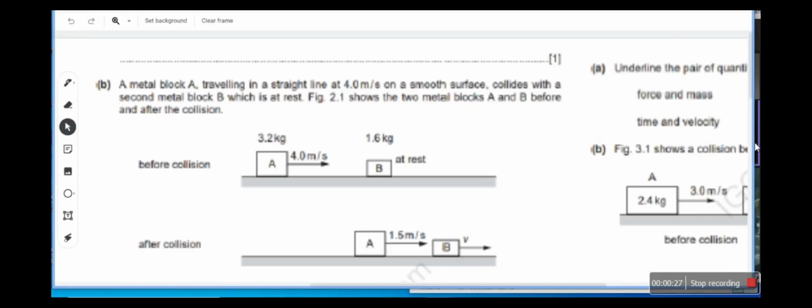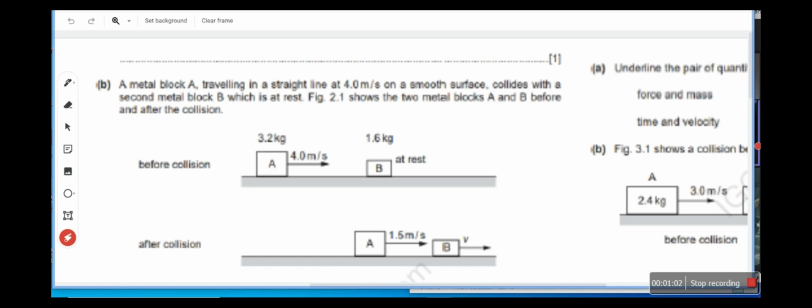All right, can we do this very quickly? Are you ready? Let's read out this B part. It says a metal block A traveling in a straight line at 4 meters per second on a smooth surface collides with a second metal block B, which is at rest as shown. And it says the two metal blocks A and B before and after collision are shown in this diagram.